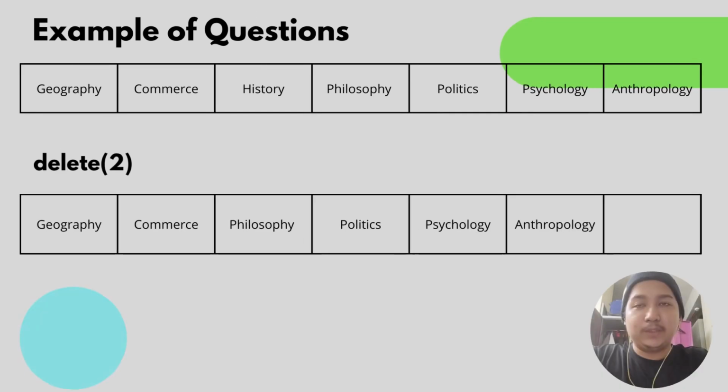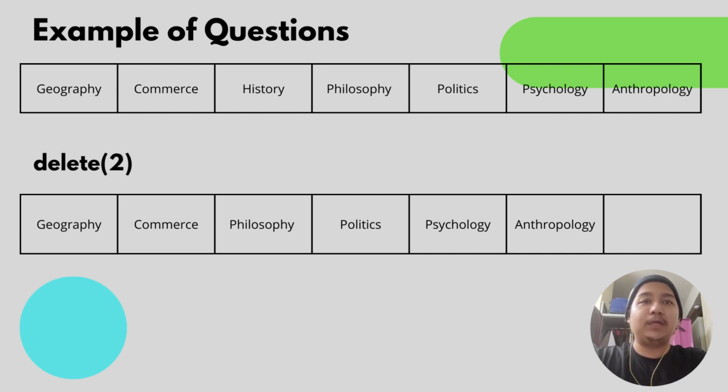The next operation is delete 2. We can see from the array that address 2 is history, so we will delete history, and then the place will be empty. The next elements after history will occupy the space and move one space behind, and leave one empty space at the end.